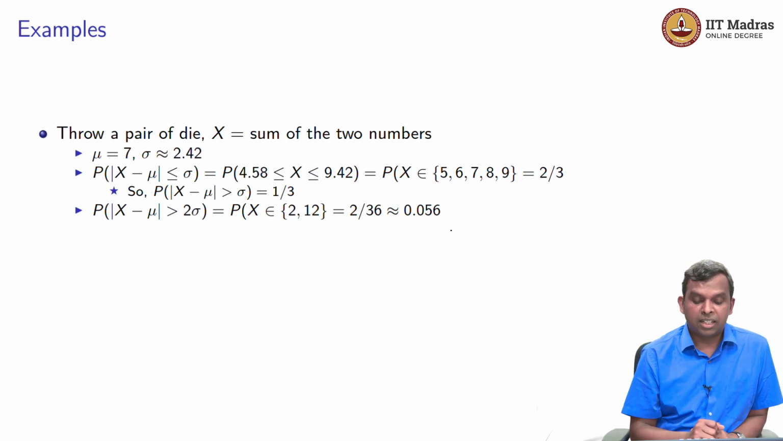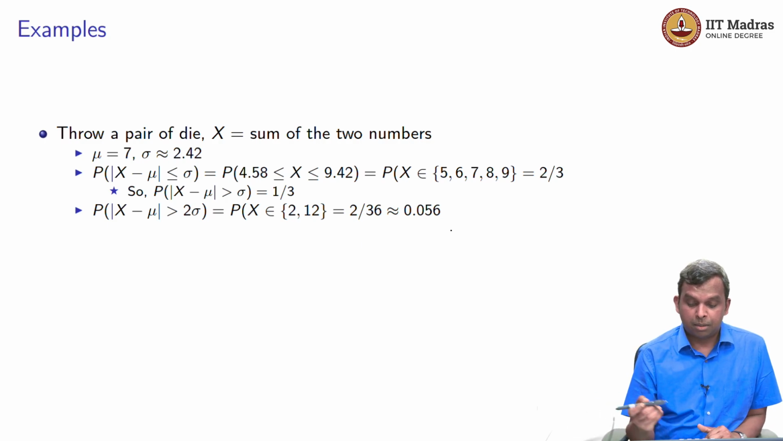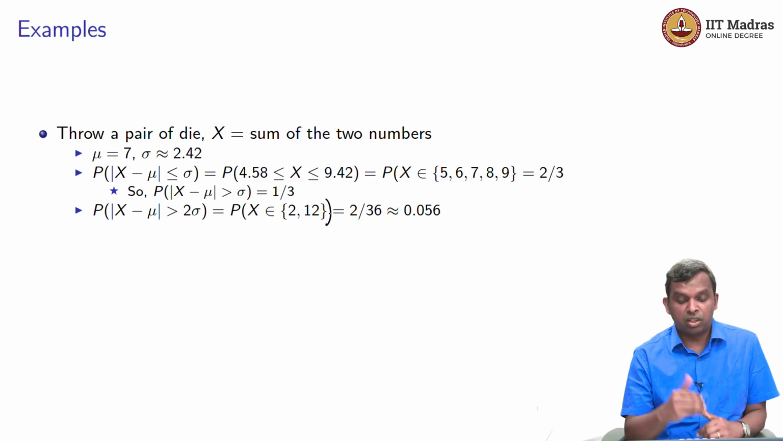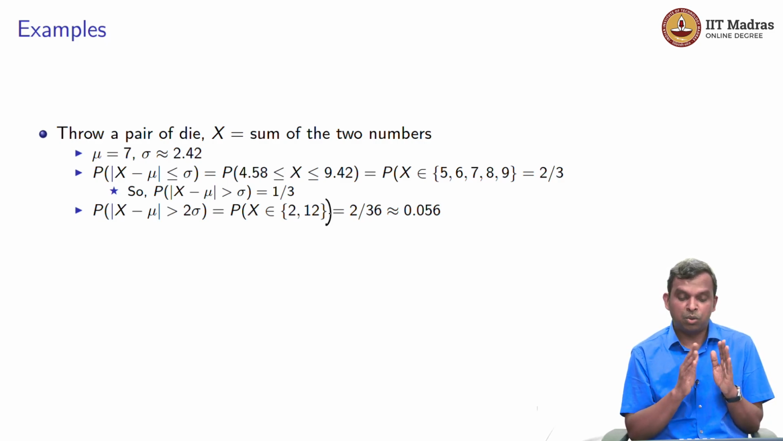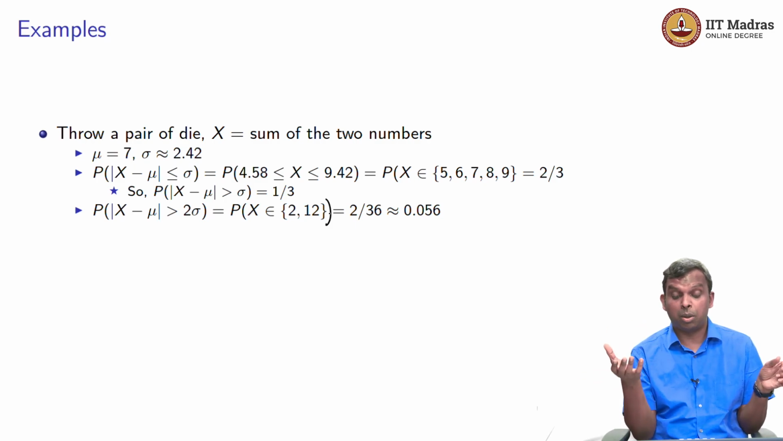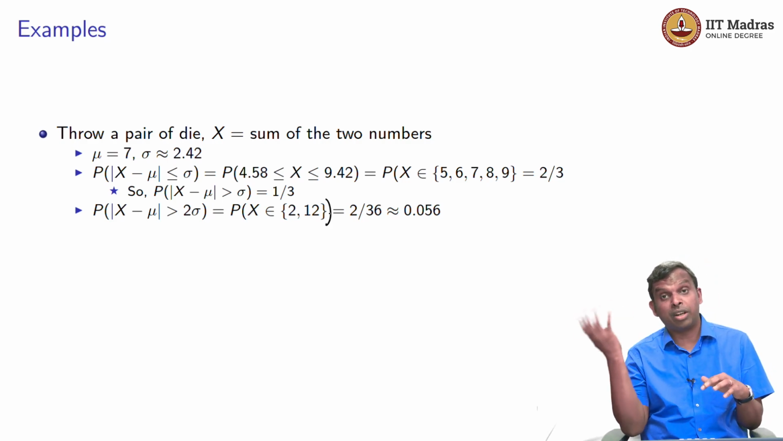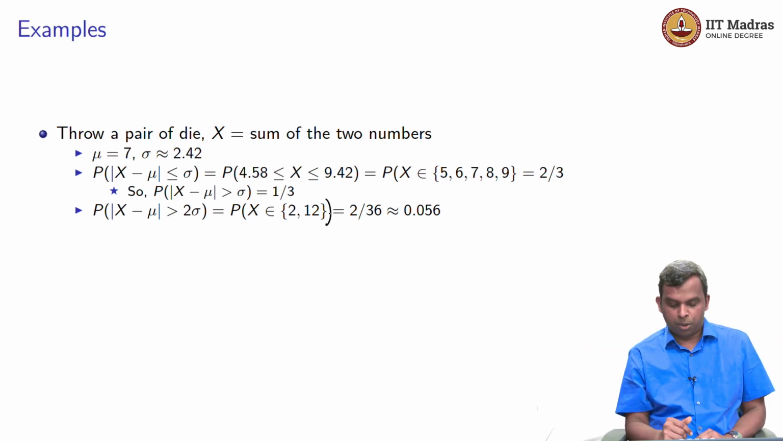Now, what about the probability that the absolute value of x minus mu is greater than 2 sigma? You can do the calculation again. You will see that this is 2 by 36, about 0.056. So you see the drop between sigma and 2 sigma. The probability that x is within mu minus sigma and mu plus sigma is 2 by 3, and the probability that x is between minus 2 sigma and plus 2 sigma is 1 minus 0.056. So you are out of 2 sigma only with very, very low probability.